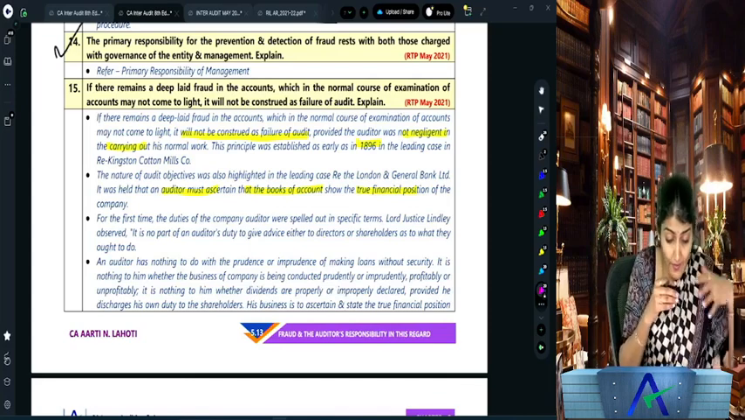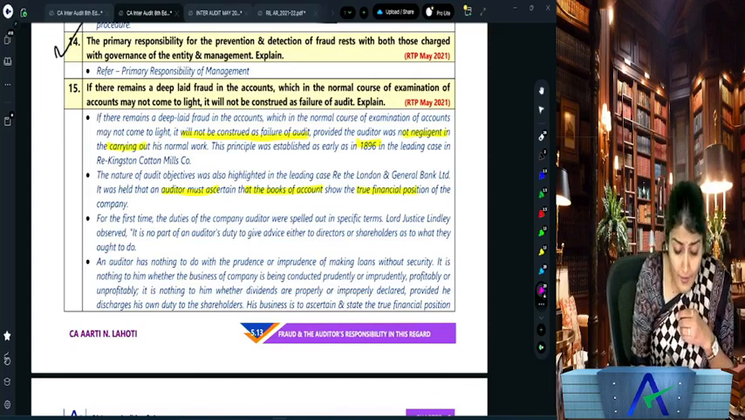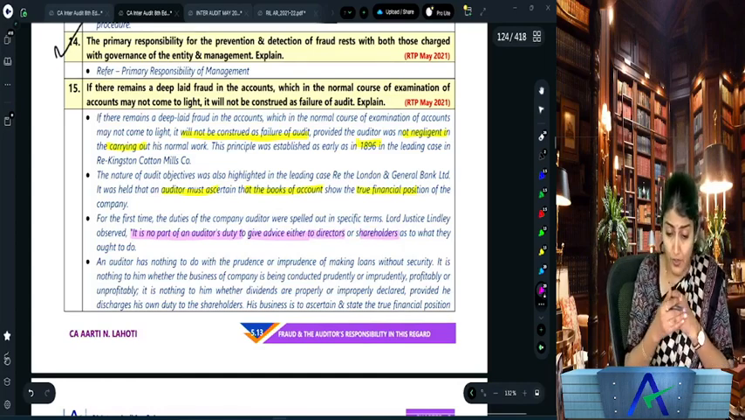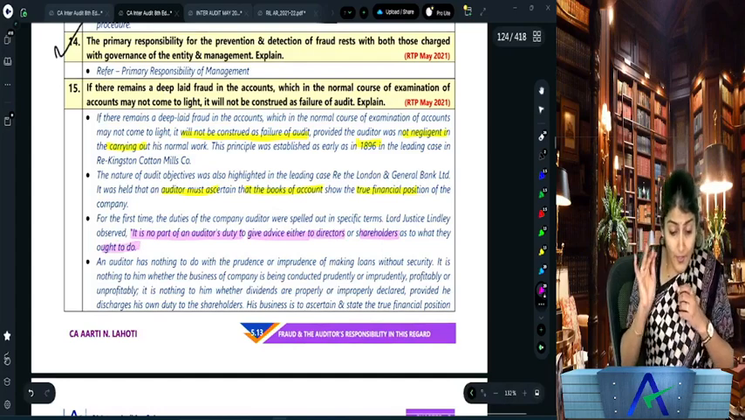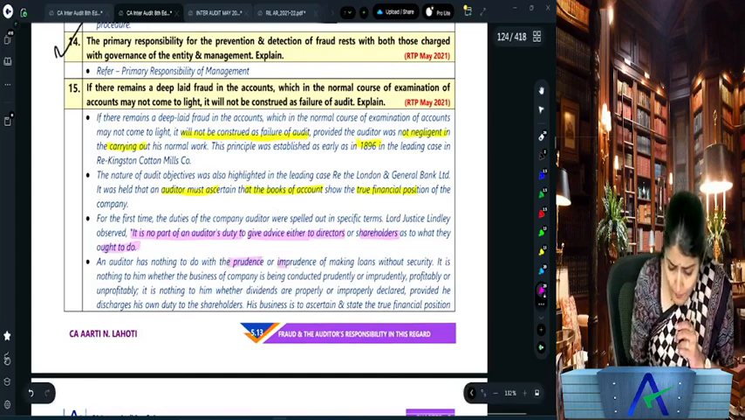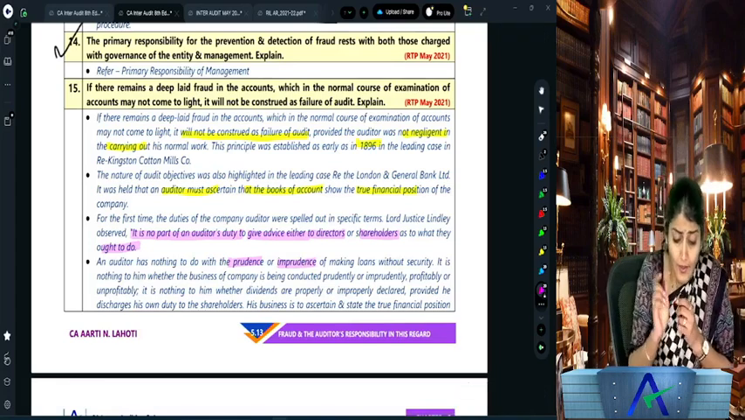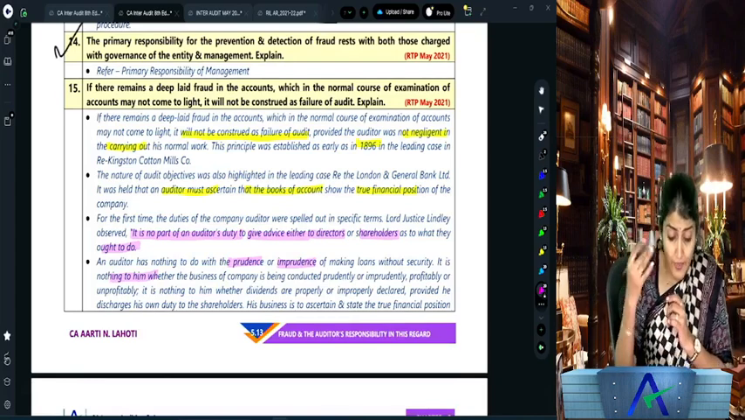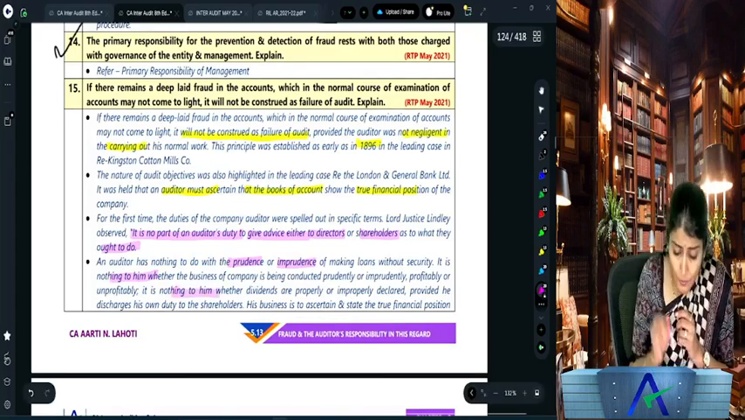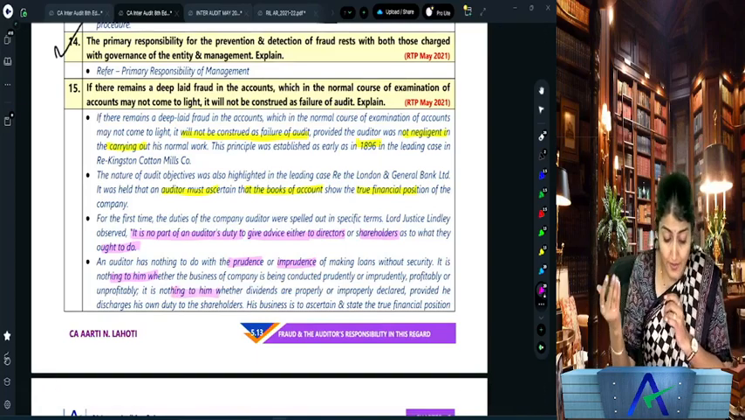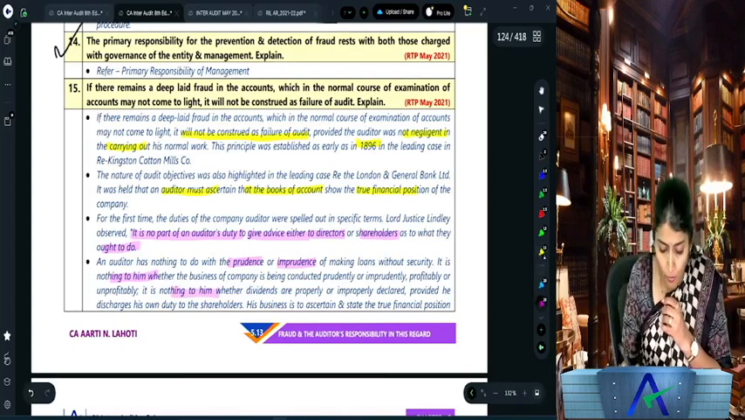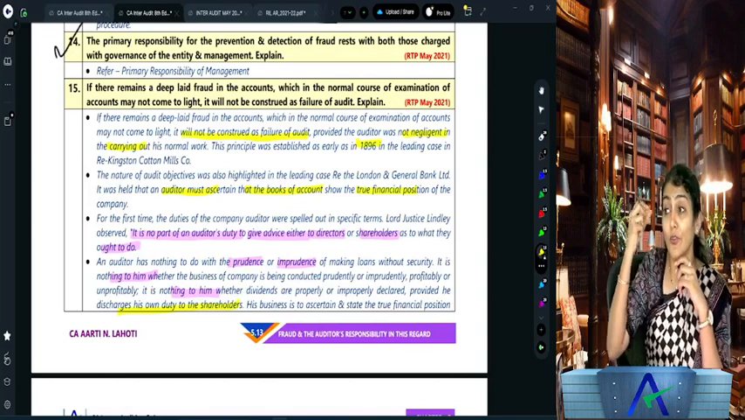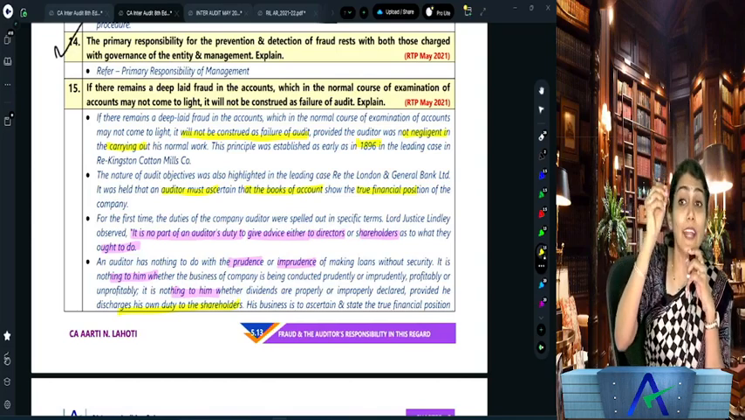And Lord Justice Lindley, what did Lindley observe? That it is no part of an auditor's duty to give advice either to the directors or to the shareholders as to what they are supposed to do. An auditor has nothing to do with the prudence or the imprudence of making loans without security. It is nothing to him whether the business is being conducted prudently or imprudently, profitably or unprofitably.